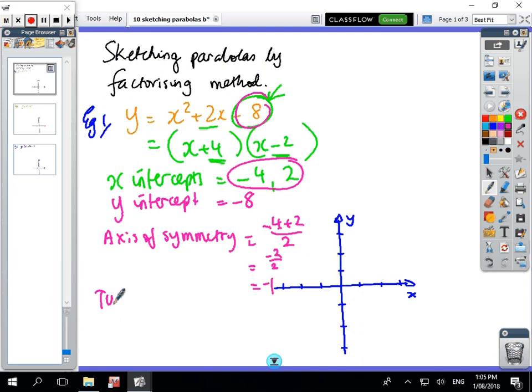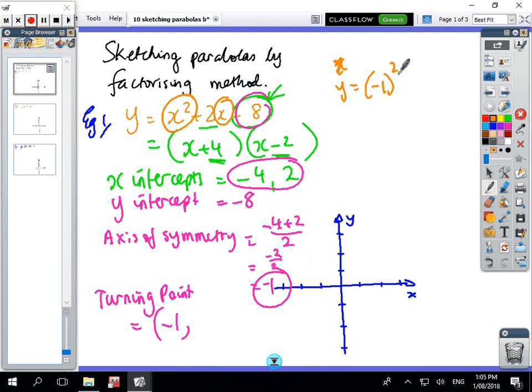And so the turning point equals, you take that number and that's your x value, and then what do you do with the x value to find the y value? You substitute. So when you substitute in that position and that position, we've got y equals minus 1 squared plus 2 times minus 1 minus 8. What's minus 1 squared? 1. What's 2 times minus 1? Negative 2 minus 8. And that answer equals negative 9.